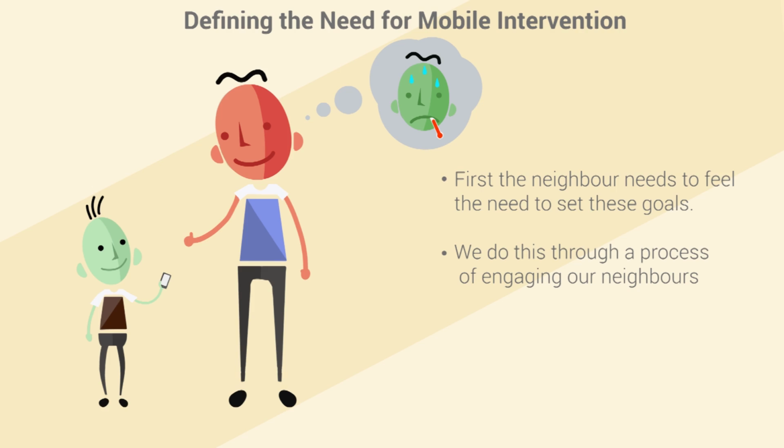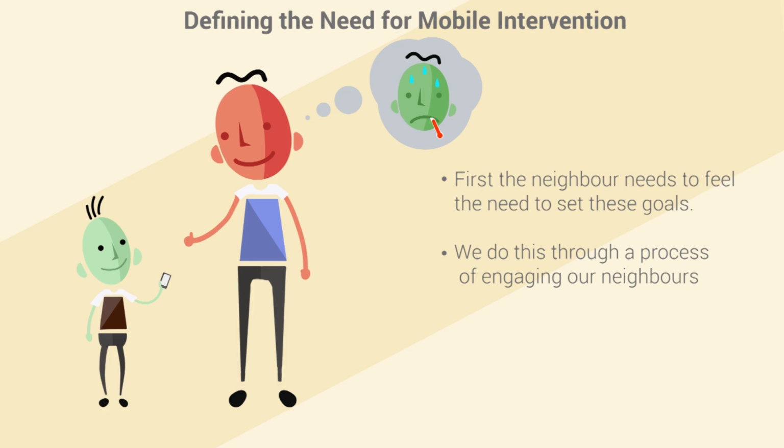And so for this particular service to work, it needs to start with the neighbor wanting to feel the need to set a health goal. And once again, it goes back to that grassroots, ground-up approach. Unless I want to improve my health, all the services in the world are not going to help me. I need to want to improve my health.